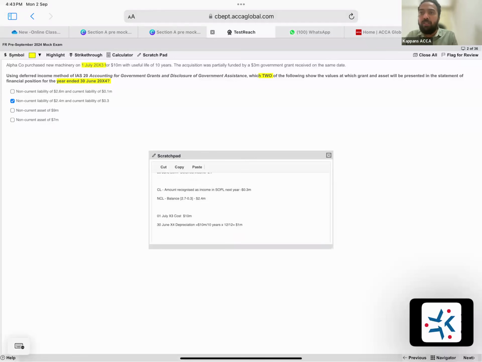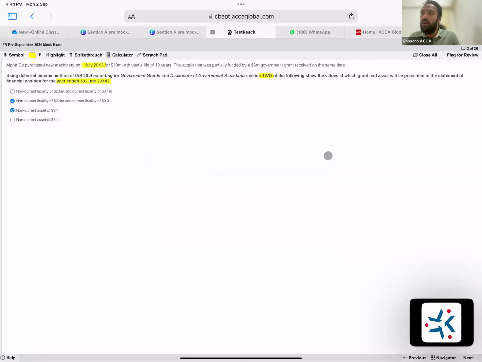So the value of the machine on 30th June 20X4 is cost 10 million minus 1 million. The carrying amount of machine, property, plant and equipment, that is the non-current asset, is 10 minus depreciation 1, 9 million. So the carrying amount will be 9 million. So option C will be the answer, non-current asset of 9 million. So a non-current liability of 2.4 million, a current liability of 0.3 million, and a non-current asset of 9 million. Options B and C are the answer to the second question.